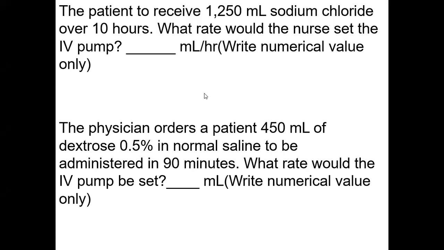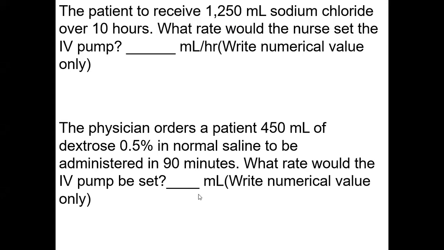Okay, again, remember to look at what your question is asking you. Okay, so the patient is to receive 1250 mLs of sodium chloride over 10 hours. What rate would the nurse set the IV pump to? And it's asking us mLs per hour. So again, our total volume is in mLs, and we see that our total volume here is 1250, and our time we want in hours. Our time is already in hours, so that's a good thing.